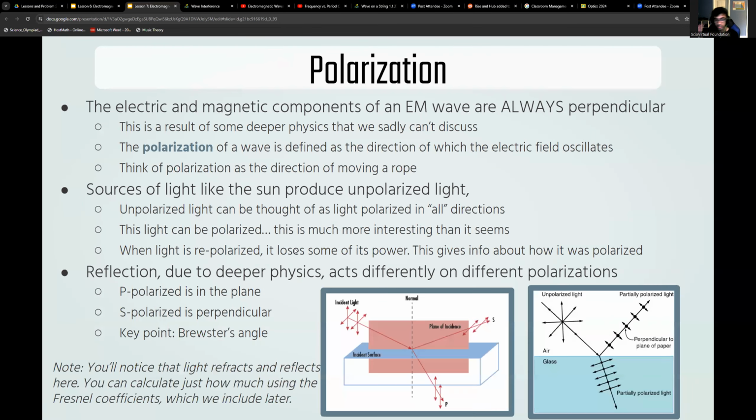It's also useful, and this is slightly relevant, I'd say, because of Brewster's angle. Reflection, due to some deeper physics, Maxwell's equations of course, acts differently on different types of polarizations. So if you imagine the situation that I'm drawing here, if you look at my video, it's easy to see. Actually, if I stop my screen share, it's easier to see what's going on.